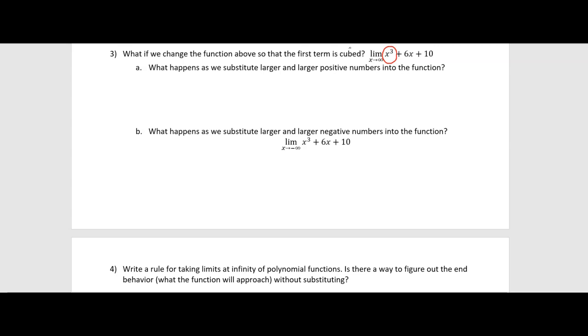So as I substitute in larger and larger x values, well, if I'm cubing a positive number, that number is always going to stay positive, right? And it's going to increase as I increase the x value. So my y values approach infinity.